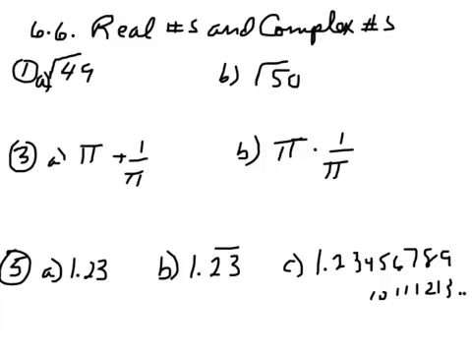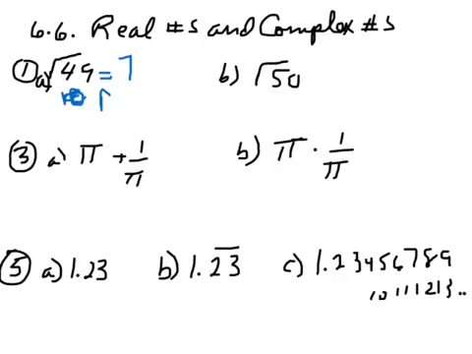Okay, in 6.6, we're just trying to make sure you know the difference between what's a real number, a rational number, and an irrational number. On this first set of problems, we're just supposed to be saying, is it rational or irrational? All right, so what we have to do first is simplify these to know what they are. Now, the square root of 49 is 7. That is a rational number. So we'll just put R for rational.